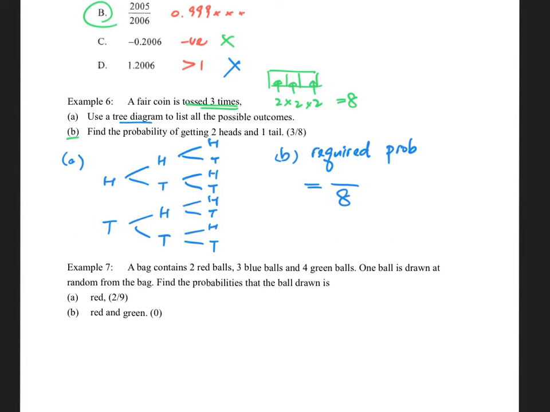Among 8 of them, how many of them are 2 heads and 1 tail? You can highlight 2 heads, 1 tail the first time. This one, 2 heads, 1 tail the second time. This one, 3 times. So that's why you have 3 as your favorable outcomes. And that's all for example 6.